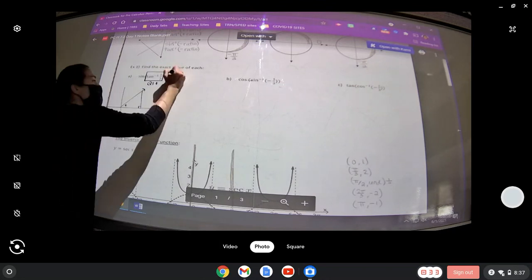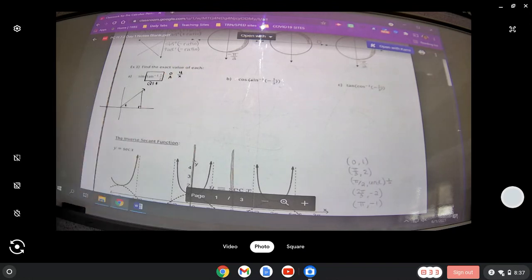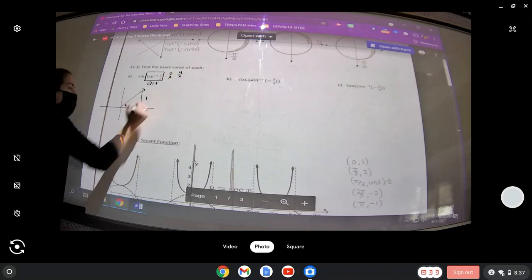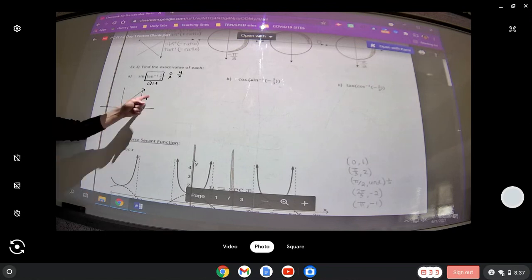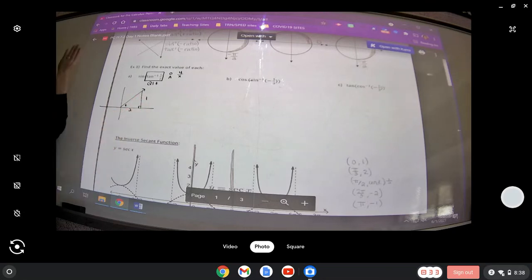The tangent ratio is O over A, or his new definition was Y over X. So label it O 1, A 2, y, x. If you're in quadrant 1, would this be a positive value? Yeah, because you're going right and up. Would this be a positive value? Yes. So just make sure you label them correctly. You may have to add a negative sign to something.